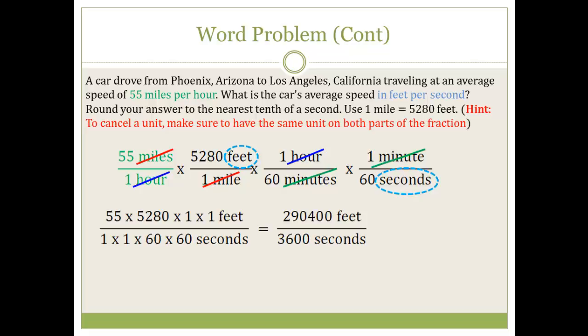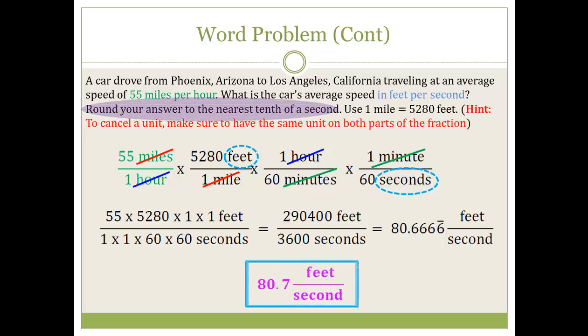290,400 feet over 3,600 seconds. We simplify it and we get 80.6666 continued feet per second. Round it to the nearest tenth and our final answer is 80.7 feet per second.